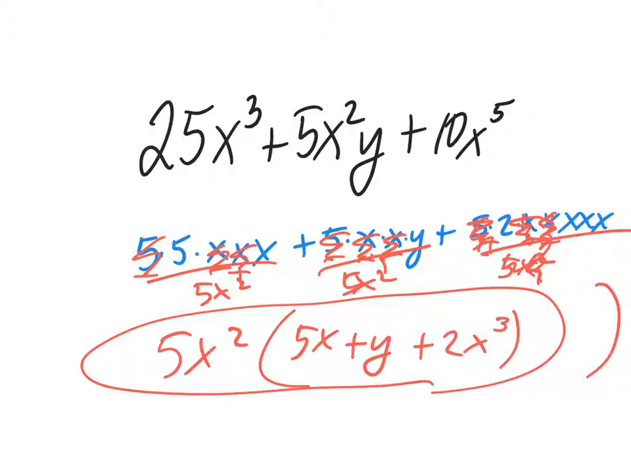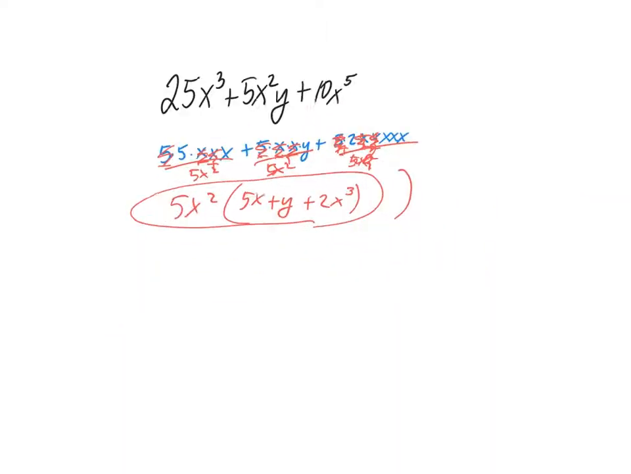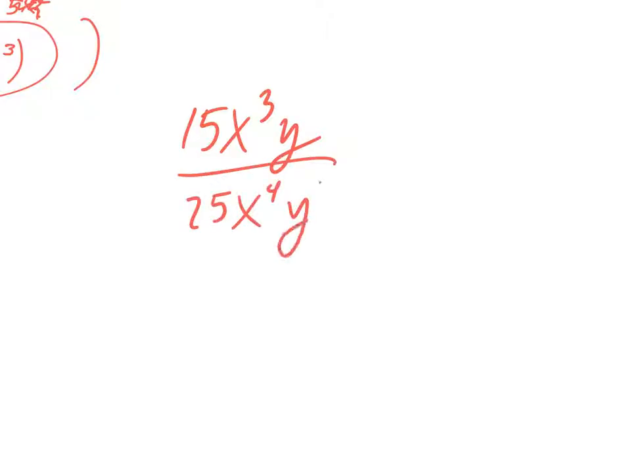Be honest, brutally honest. How many of you got that one right now without my help? Okay, awesome. Now there's another one that's related to that I want to talk about, since it's kind of the same thing, just dressed up differently. 15x to the third y over 25x to the fourth y squared.